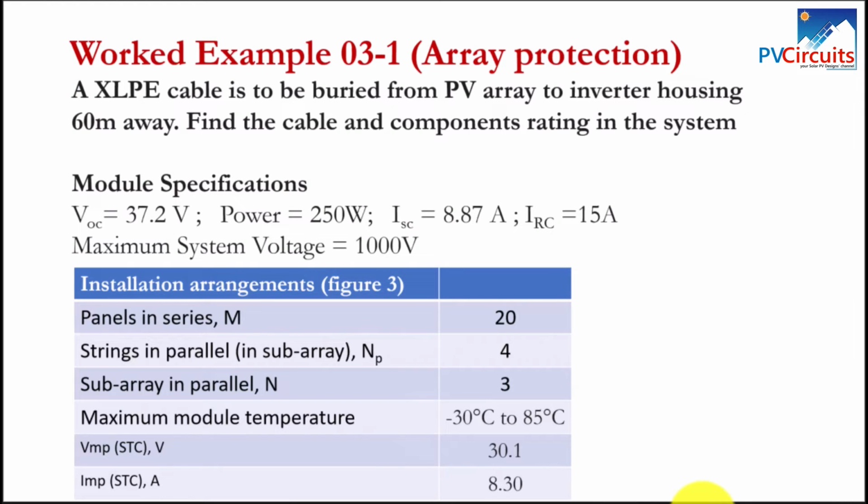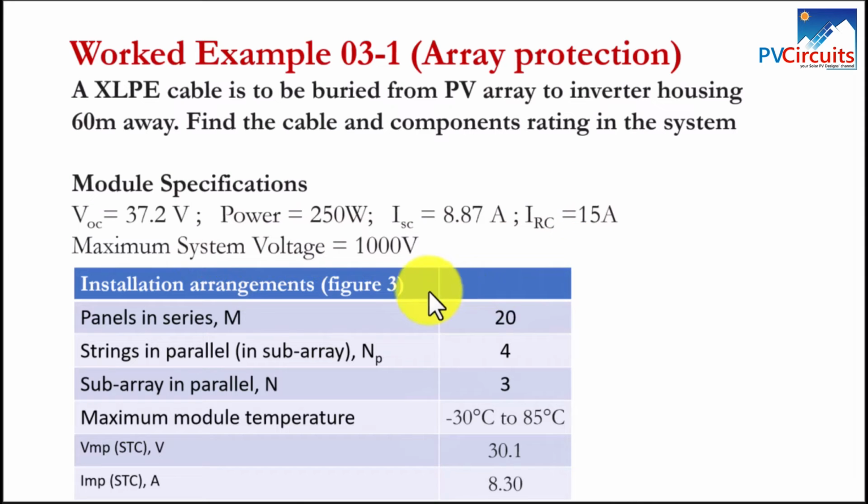In this case, we are told that a cable of type XLPE is to be buried from the PV array to the inverter housing 60 meters away. Find the cable rating and component rating in the system. We have been given these specifications: the module VOC is 37.2, the power is 250 watts, the short circuit current ISC is 8.87, the module reverse current protection is 15 amps, and the voltage rating of the system is 1000 volts.